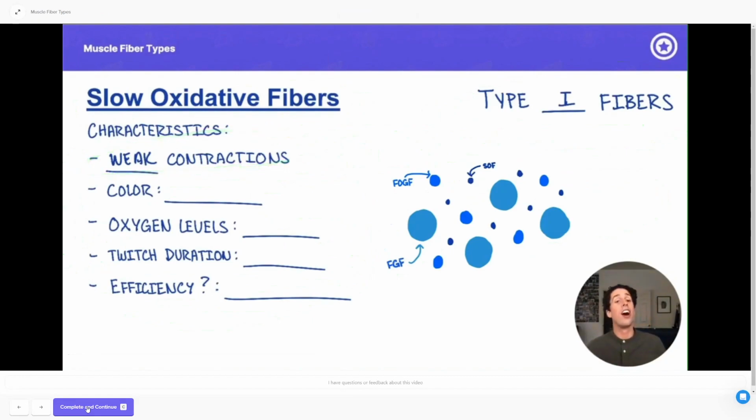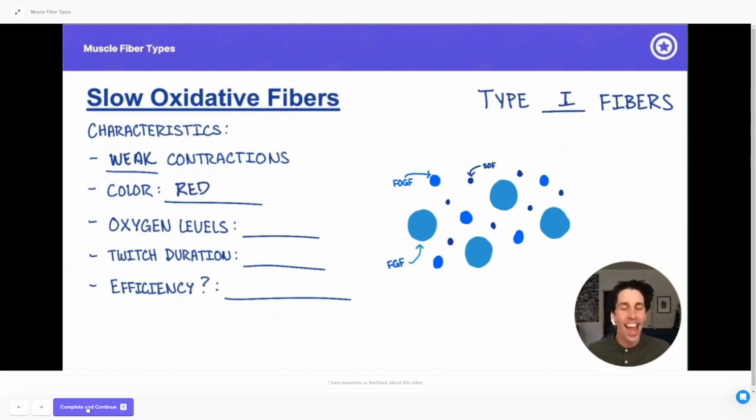Alrighty, now the color. You might think all muscle fibers are going to be red, but there are actually white and red fibers. Are these slow oxidative fibers going to be red or white? In this case, these guys are going to be red. So let's write that in.